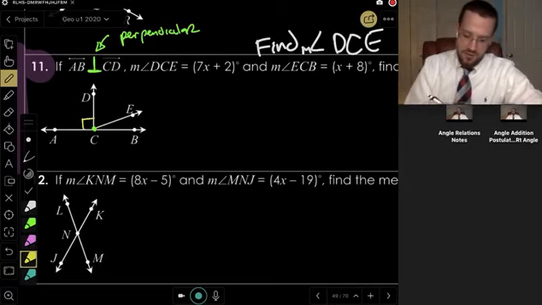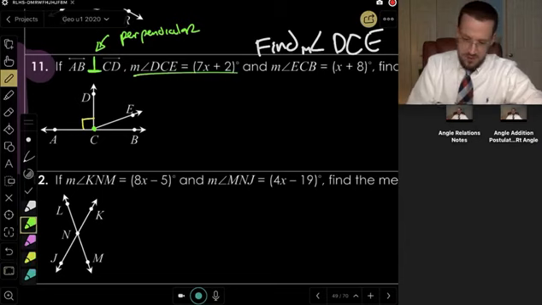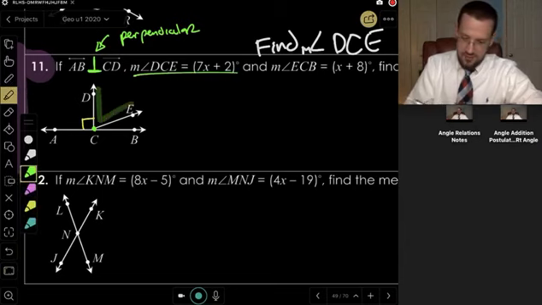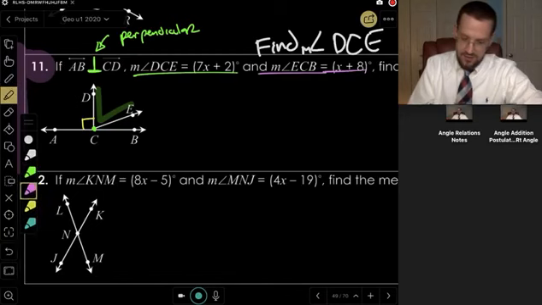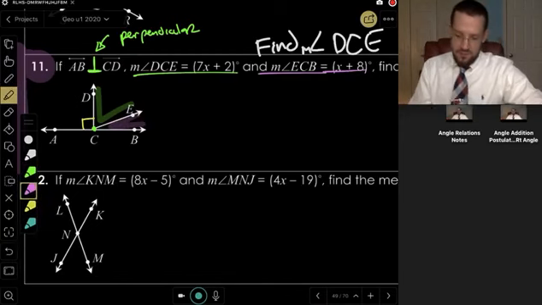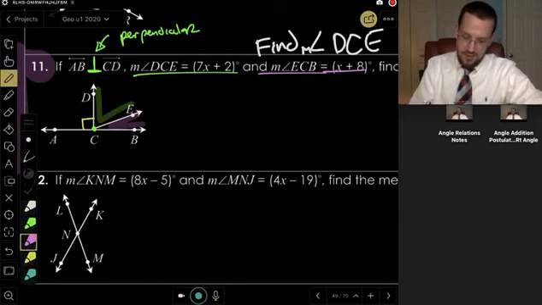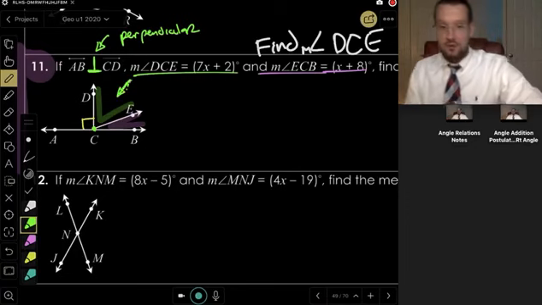And then we're told that the measure of DCE, this one in here, is 7x plus 2. Then we're told that the measure of angle ECB is x plus 8, and that's this one in here. And we want to find DCE. So we want to find this one, our missing angle in here in green.